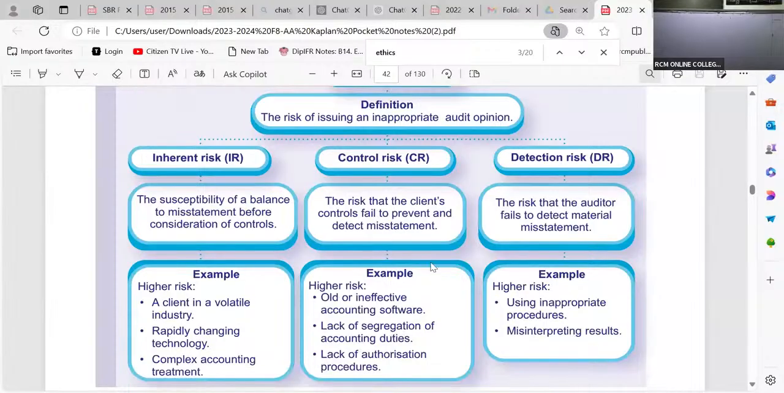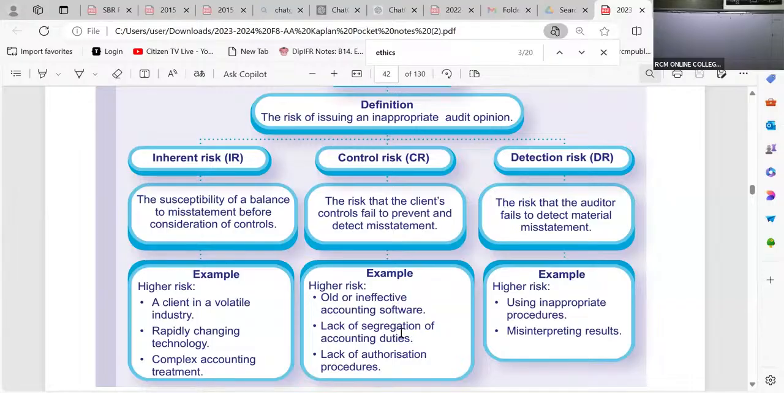Please listen, when we talk of inherent risk here, for example, higher risk is when a client is in a very volatile industry, rapidly changing technology, complex accounting treatment, like the question that came to you guys about derivatives. Those are inherently risky businesses. We are running a derivatives business, right? Control risk. We have here higher risk with old or ineffective, for example, accounting software. Accounting software is a form of internal control system. If it's old, if it's ineffective, then automatically things will be bad.